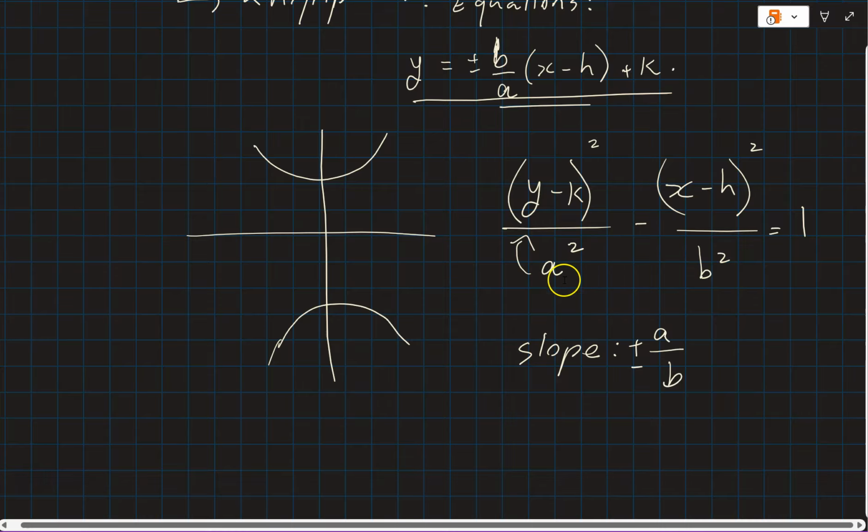Be aware that whatever is under the Y, that's your vertical, and whatever is under the x, that's your horizontal, and then depending on if it's a transverse axis or a conjugate axis, look at it as a horizontal hyperbola or a vertical hyperbola.